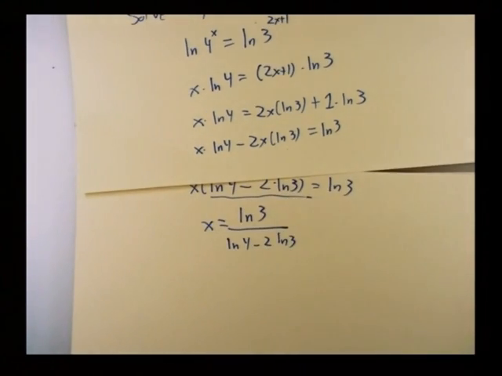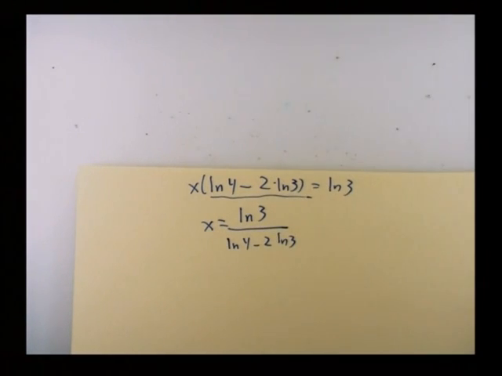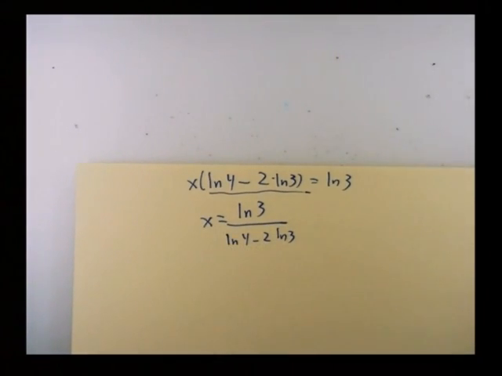Let me say again what I said in a previous lecture. This is just a number. The natural log of 3 divided by the natural log of 4 minus 2 times the natural log of 3. It equals something. You maybe don't know exactly what it equals, but that's okay for now. Whatever it is, it's something nice, and we can find it. Let's try another example.